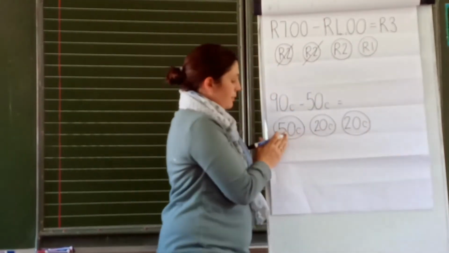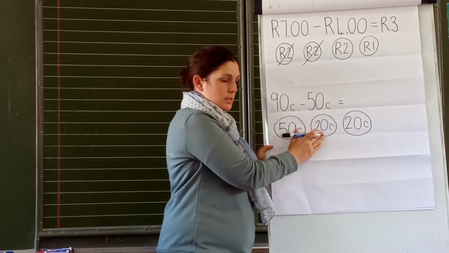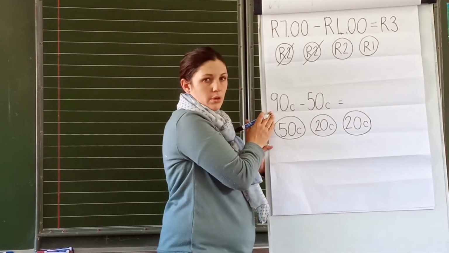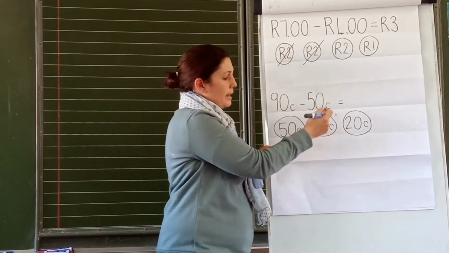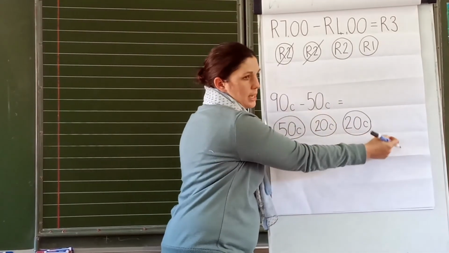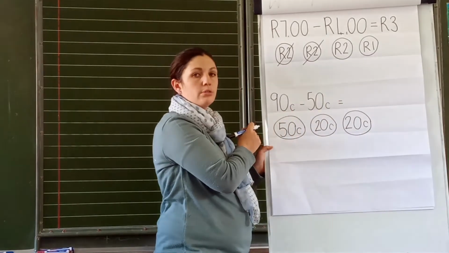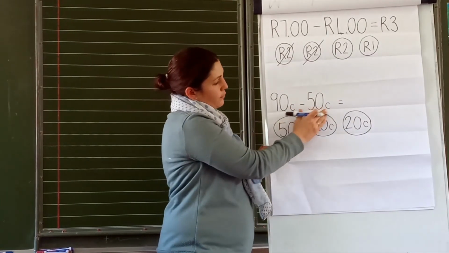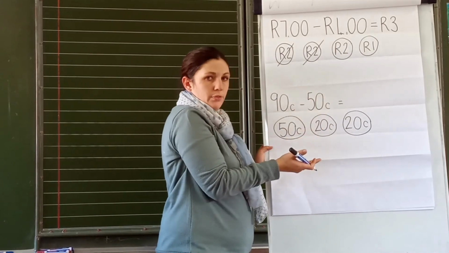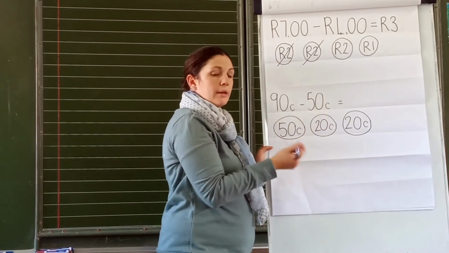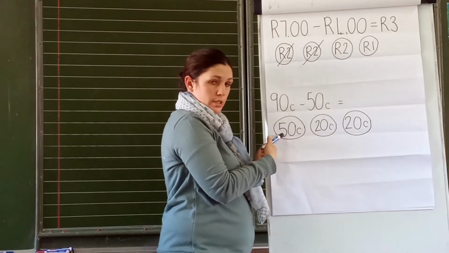So if I add 50 and 20, it's 70, plus 20 gives me 90 over here. If you are unsure about this and you rather want to just add 10, 10, 10, 10 to get to the 90, you can do that as well. But I first did the 50 cents over here, because now I need to cross out the 50 cents. I need to take it away.